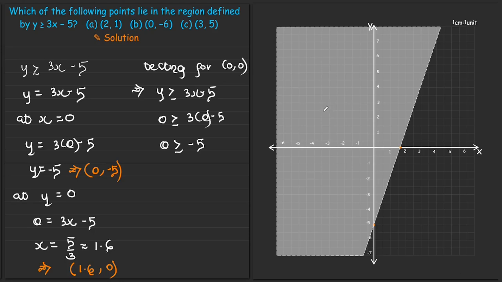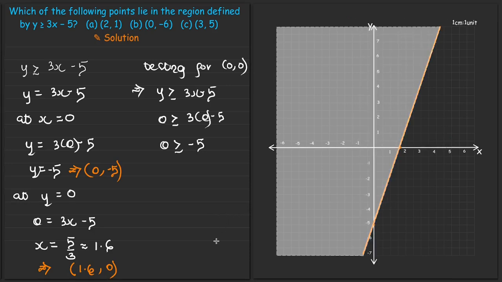There was one thing we were to take note of. Our inequality here is y is greater than or equal to. That simply means the line we drew over here wasn't supposed to be dotted, but rather a solid line. So I've changed it to a solid line. You always take note of these; they are very, very important. I've now made it a solid line.